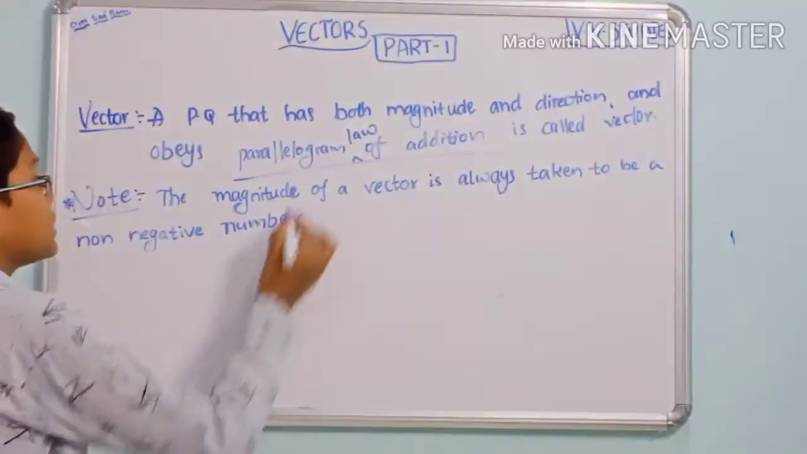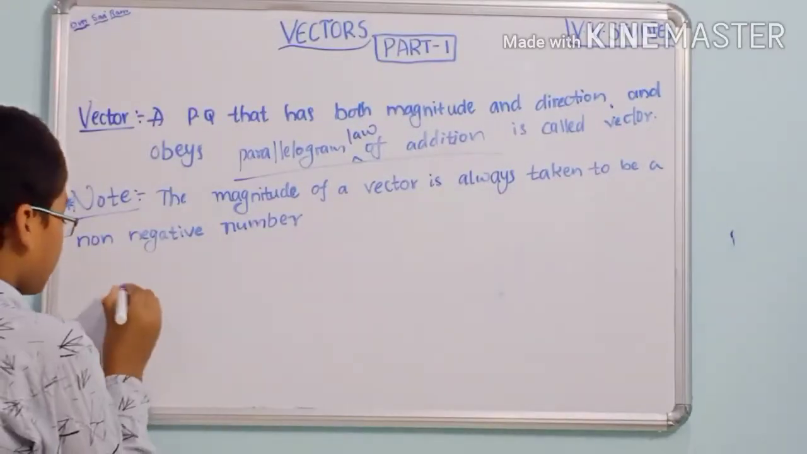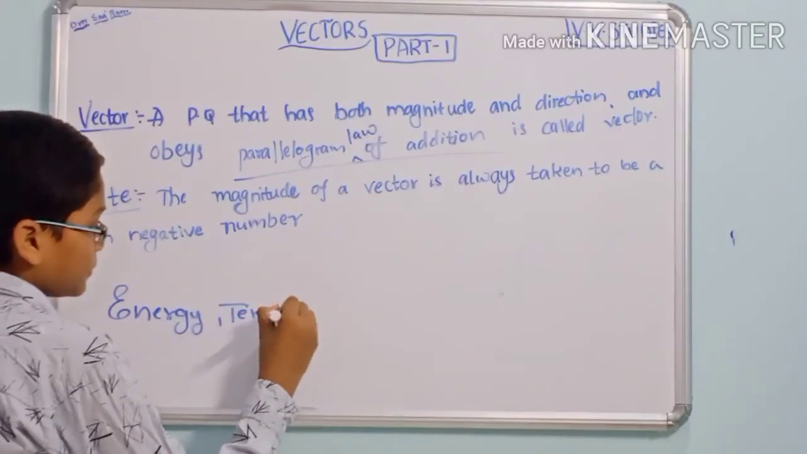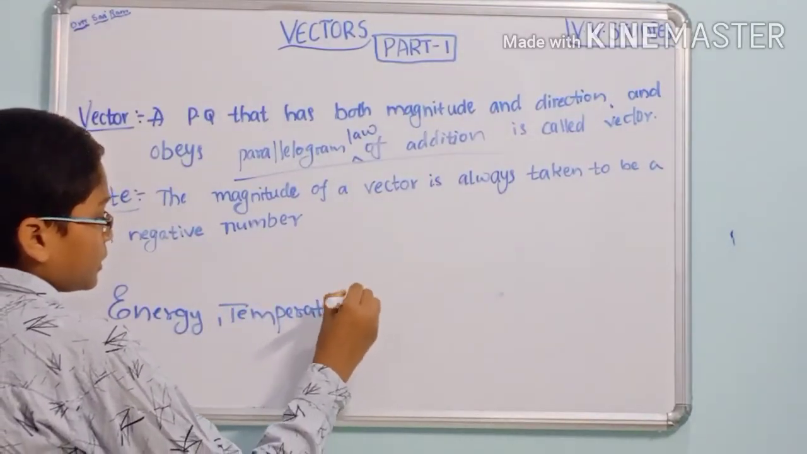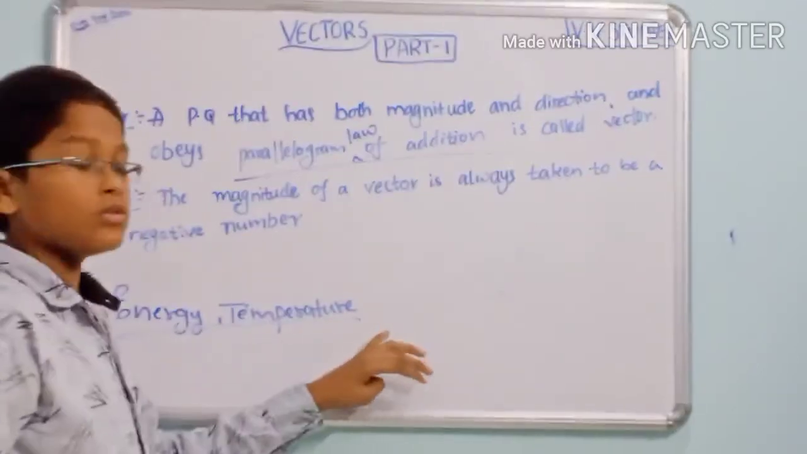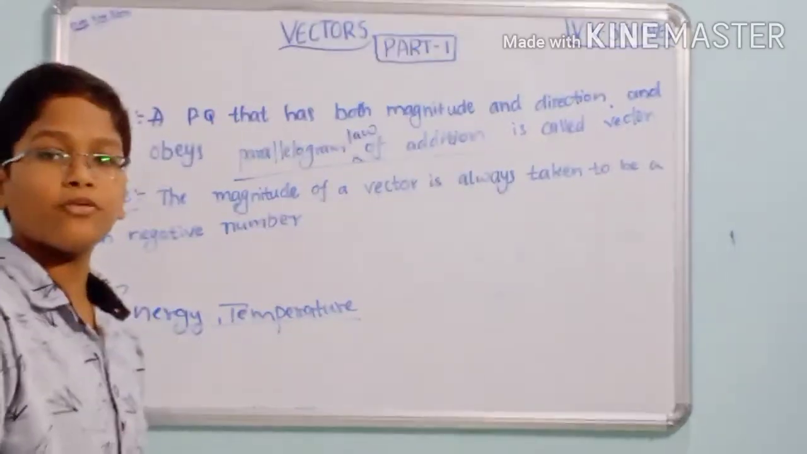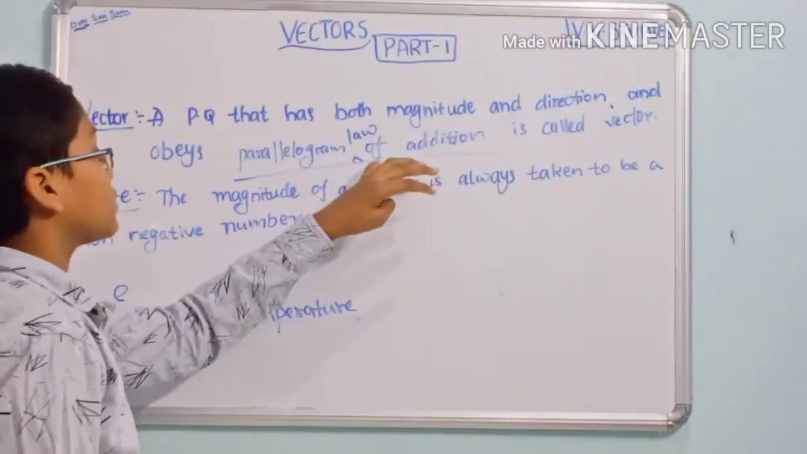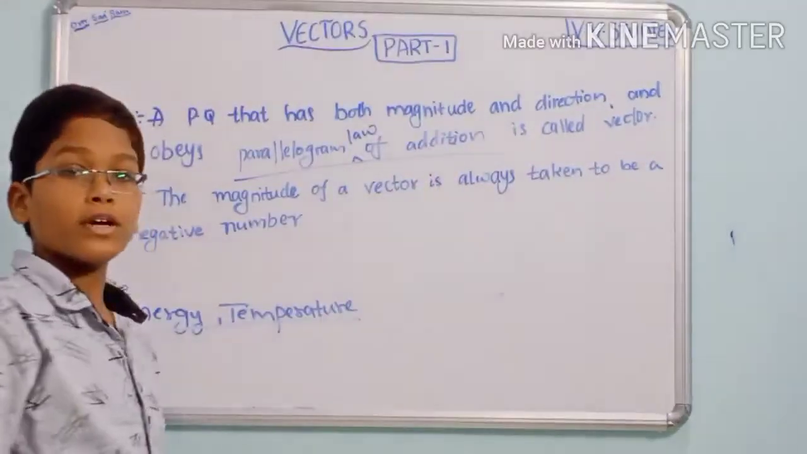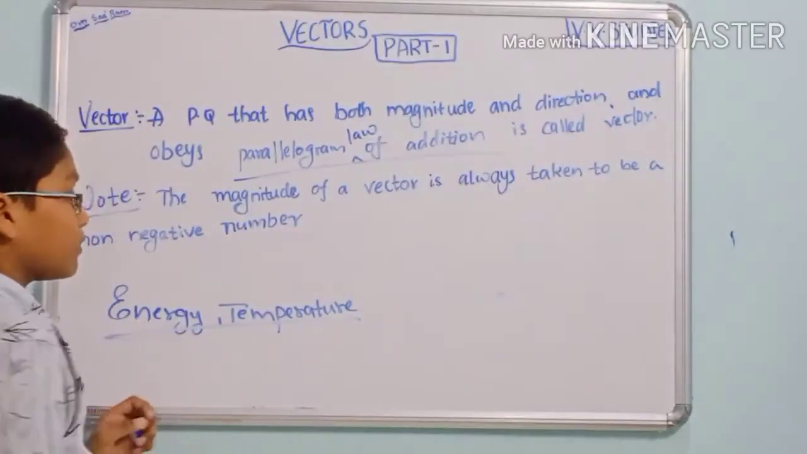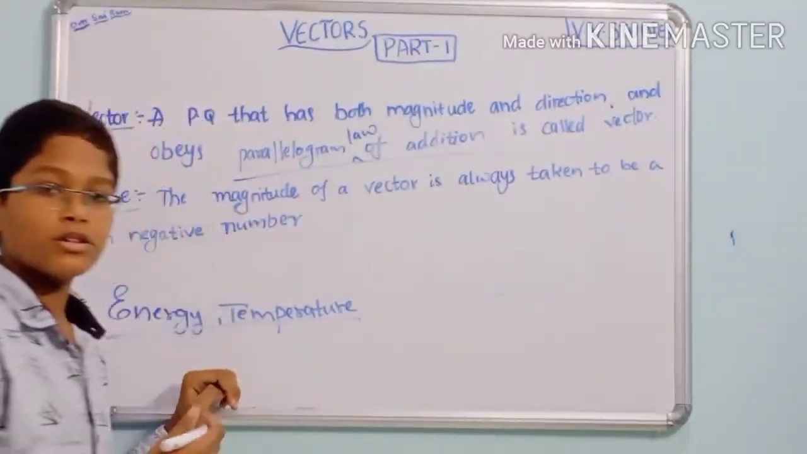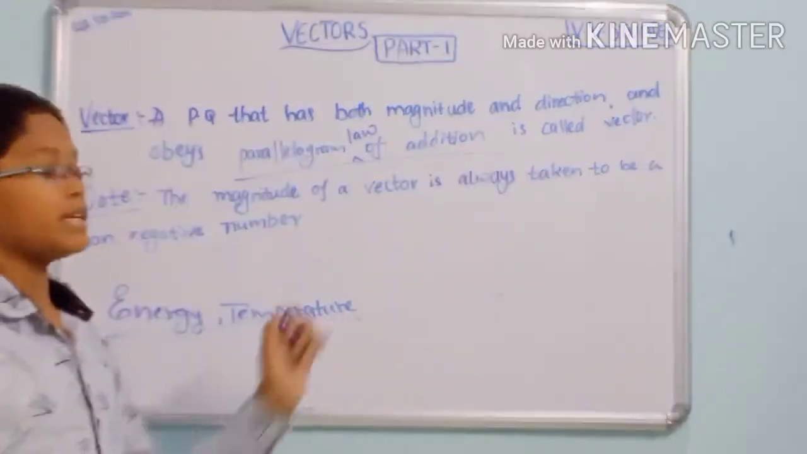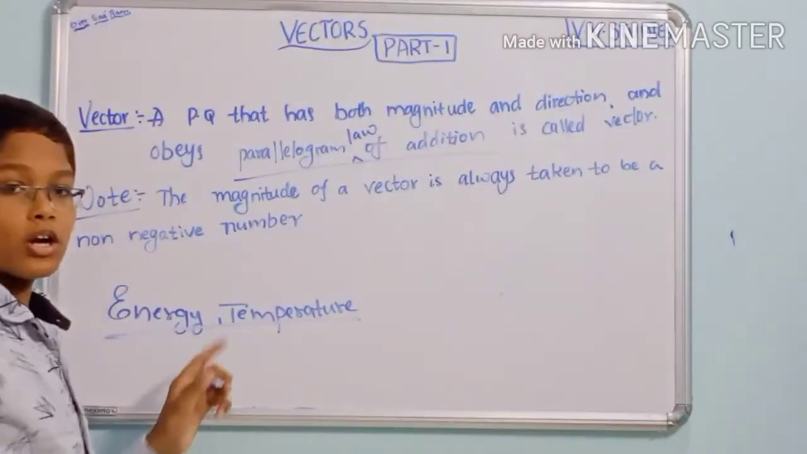Okay. See, now if I take two examples, energy and temperature. These two should be vectors according to the before definition, means up to both magnitude and direction. But these don't follow the parallelogram law of addition. Okay. Parallelogram law of addition, I will tell you in the later part of the video. Okay. Now note point. The magnitude of a vector is always taken to be a non-negative number.